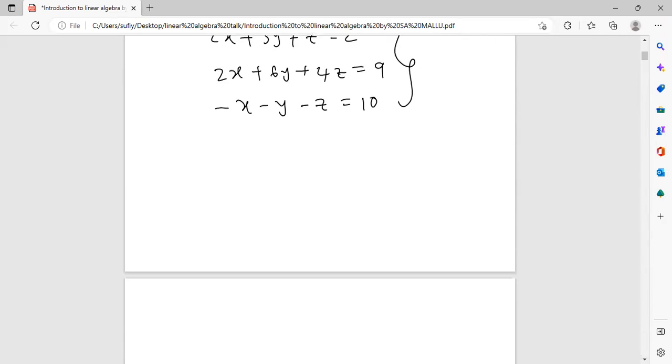Before we go further, let's look at some definitions. Definition number 1 has to do with a linear equation. Since we talk about linear algebra, we want to know what it means to be linear. So a linear equation has the following form.